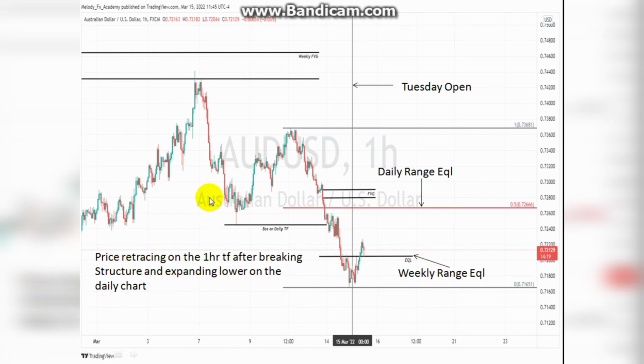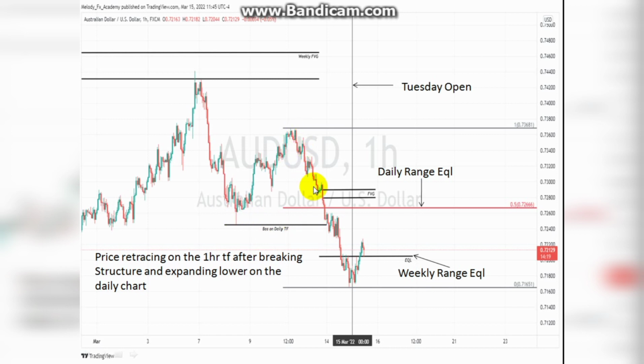Now I want you to take a good close look at this. This is our Tuesday's opening. Today is Tuesday, March 15, 2022, and this is today's price action. Now this is that weekly fair value gap that price has just traded off from. Price reacted from here aggressively and gave a failure swing. Price broke down, and this is that break of structure on the daily time frame.